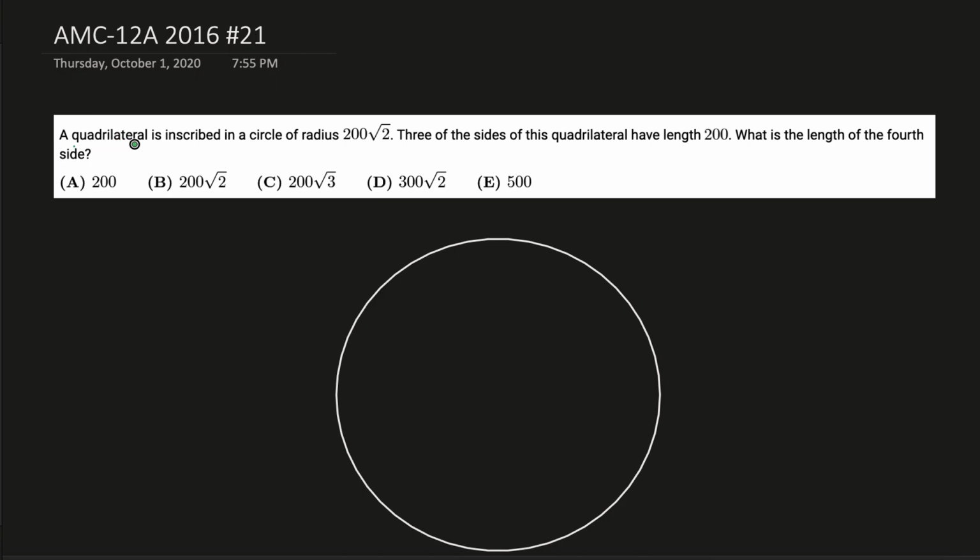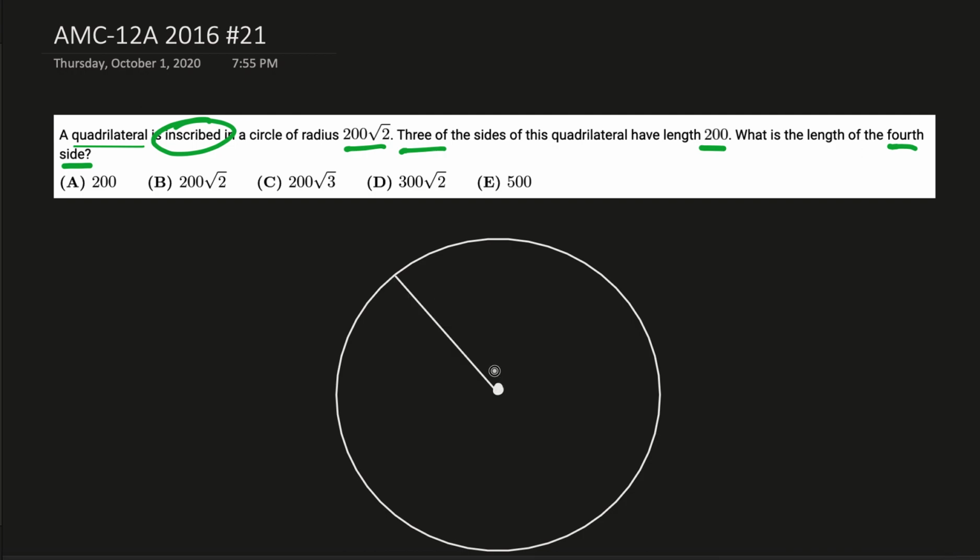A quadrilateral is inscribed in a circle of radius 200 times root 2. Three of the sides have a length of 200. What is the length of the fourth side? So this is a geometry problem somewhat, as we can tell, and 90% of geometry is seeing the picture.